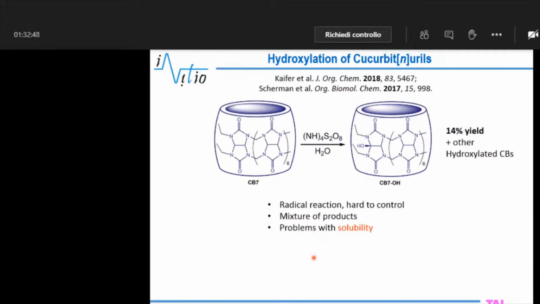I like it very much. It's the monofunctionalization of cucurbiturils. And basically, this is a very user-unfriendly molecule for a synthetic chemist because it doesn't have any reactive functional groups. And the only thing you can do here is radical reactions, like radical hydroxylation. And of course, this reaction is very hard to control. You always have a mixture of products, and the yield of the target product is rather low, around 14%. You have to separate it from starting material and from the other hydroxylated cucurbiturils. And also, there is a huge problem with solubility.